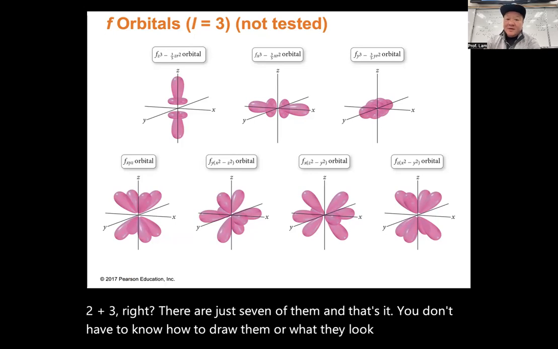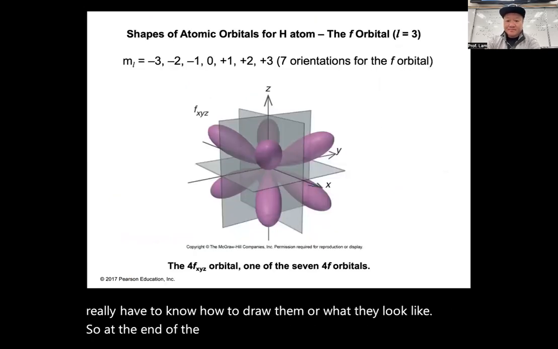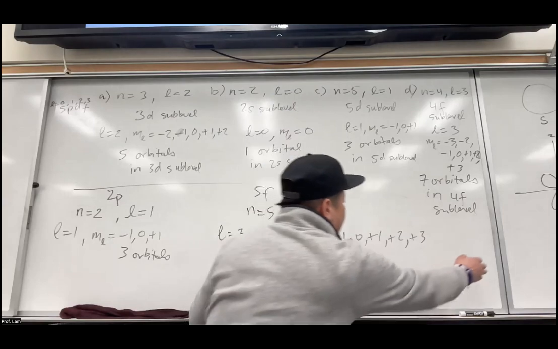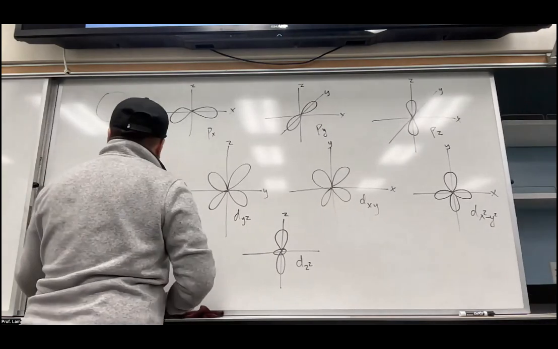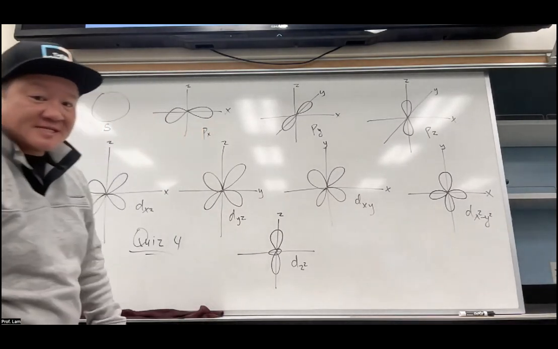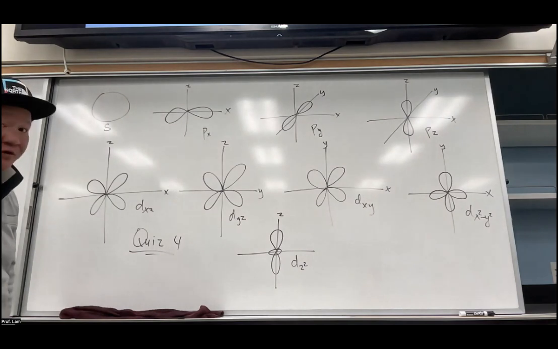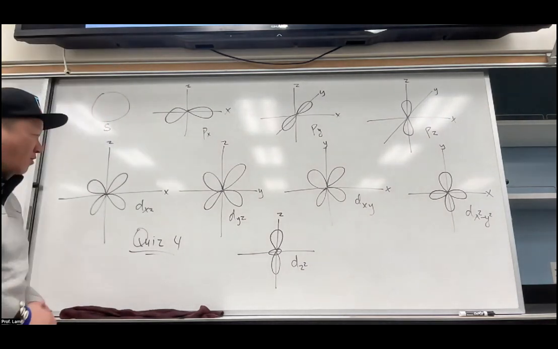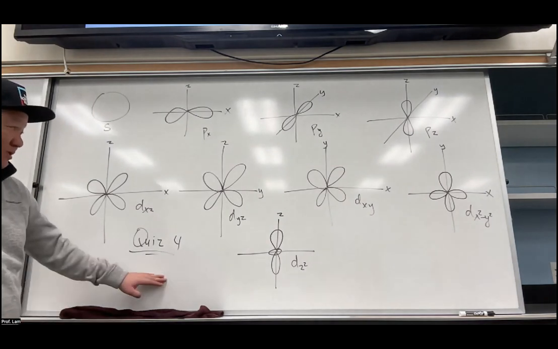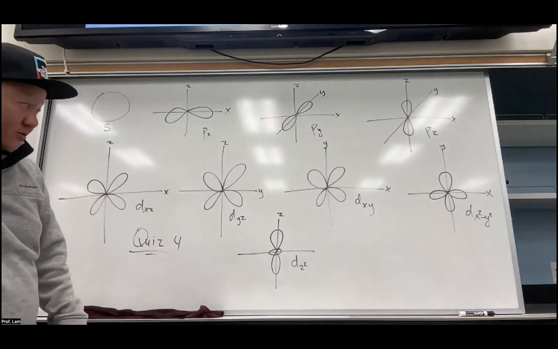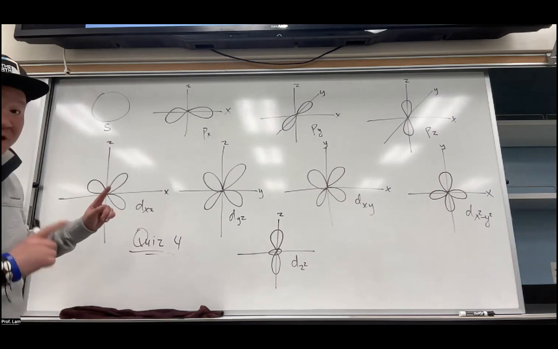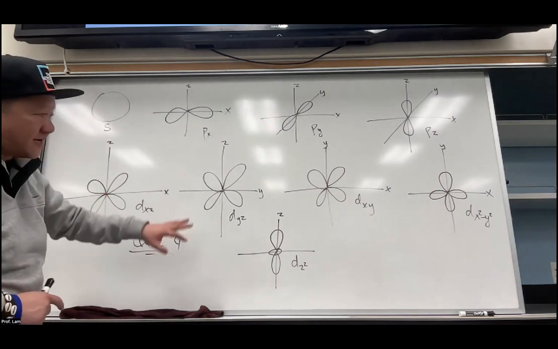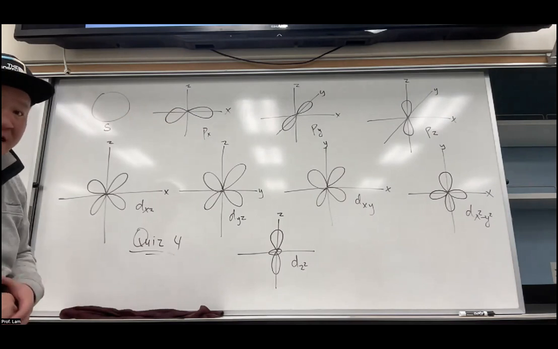Okay, so at the end of the day, what you need to know, I'm going to show you what is on the next quiz. This is the last problem on quiz 4. Quiz 4 has 4 problems. This one's worth 9 points, so one point for each orbital. I'll tell you guys what the rest of quiz 4 is, but this is one of them. You'll have to know how to draw the s orbital, 3 p orbitals, and all 5 of the d orbitals. Total of 9.